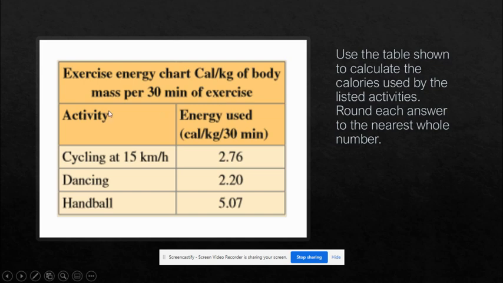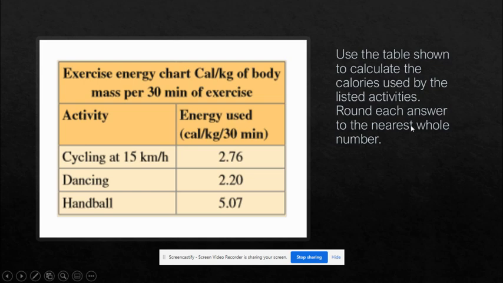Okay, 30 minutes. So, for the activity, if you were cycling at 15 kilometers an hour, you would use 2.76 calories per kilo that you carry for each half an hour that you're working. Dancing would be 2.2 and handball 5.07. Who would think you'd get more in handball? But anyway, all right, so let's answer.